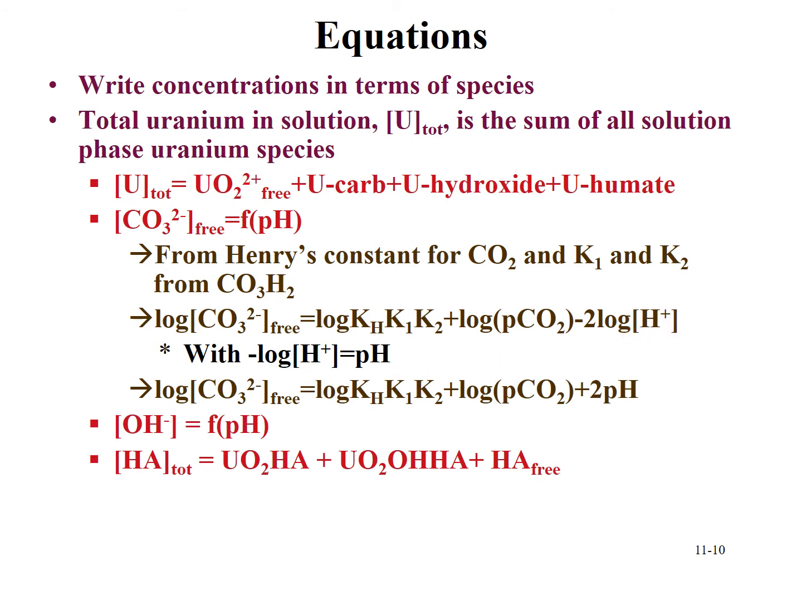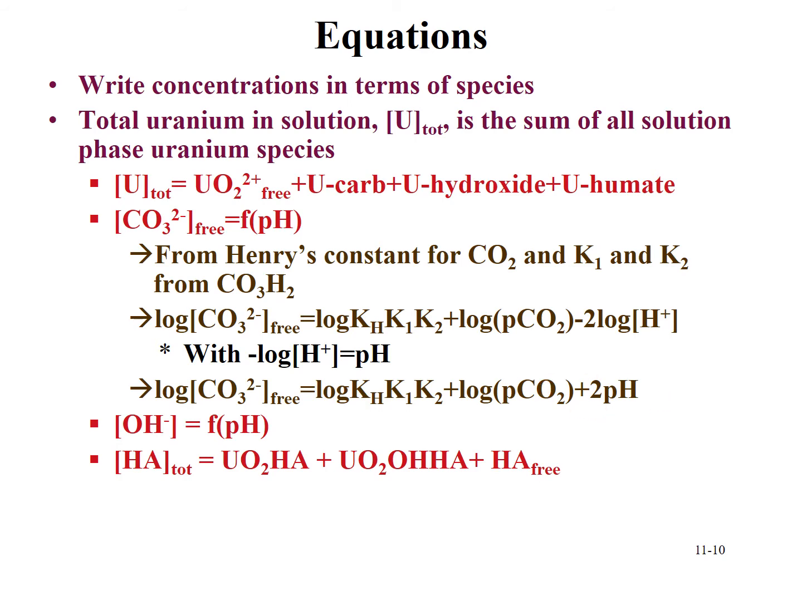And knowing that pH is just minus the log of the proton concentration, I can substitute pH in this equation for log proton concentration. So I can derive an equation that tells me the log of the carbonate concentration as a function of constants, and the partial pressure, and the pH.